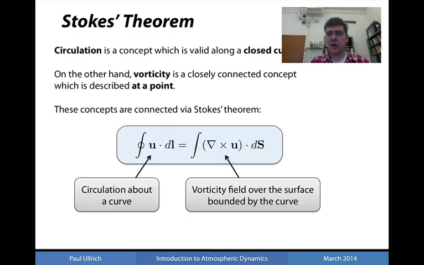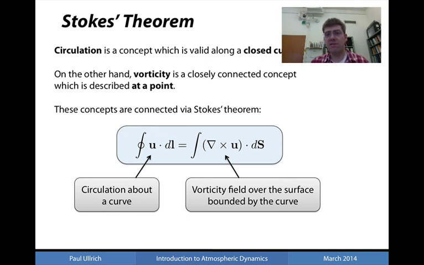Analogous to Gauss's theorem, which we applied earlier for the divergence of the flow over a region, there exists a corresponding theorem describing the connection between circulation and vorticity. So circulation is a concept which is valid along a closed curve surrounding a region, whereas vorticity is the concept which is associated with flow at a particular point in space.